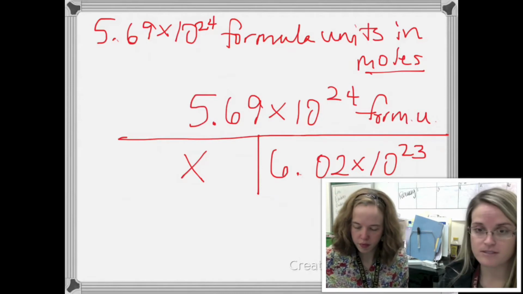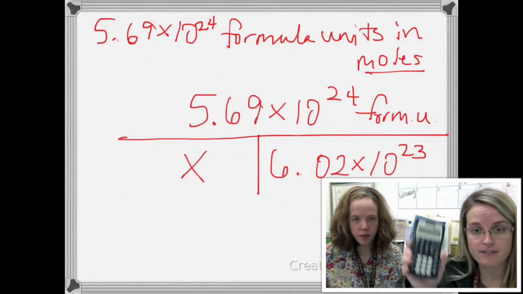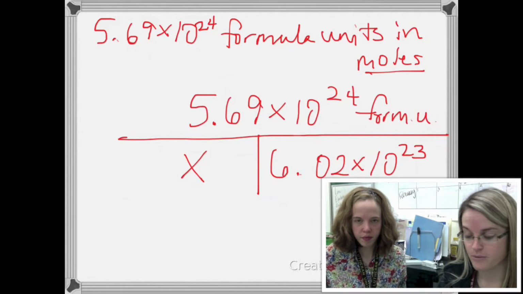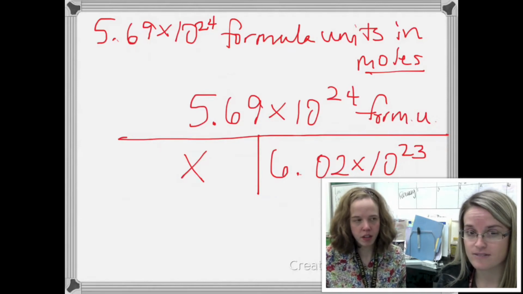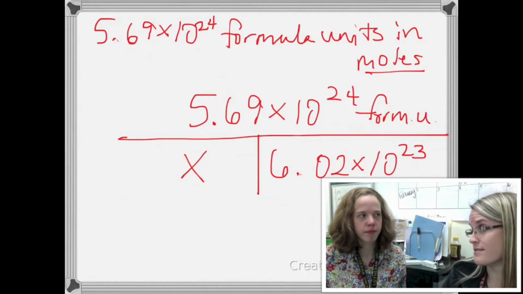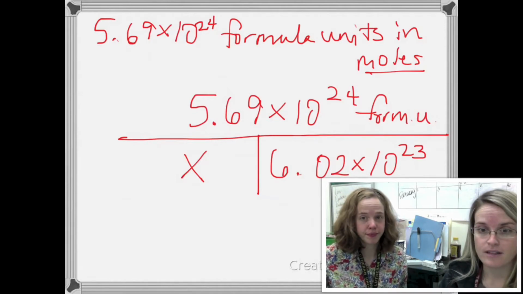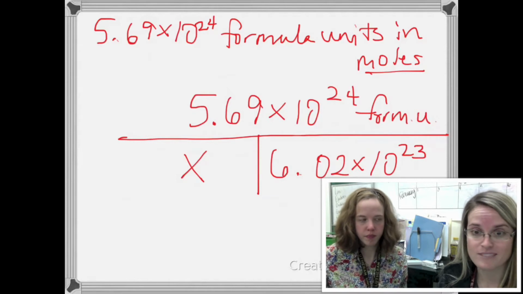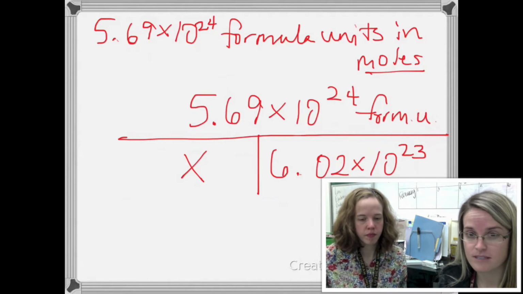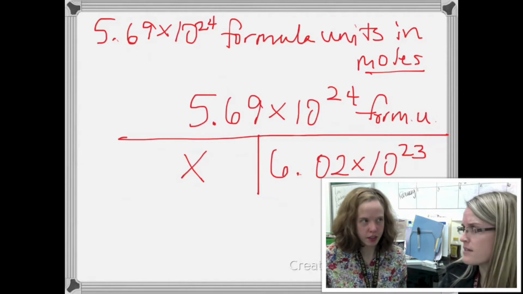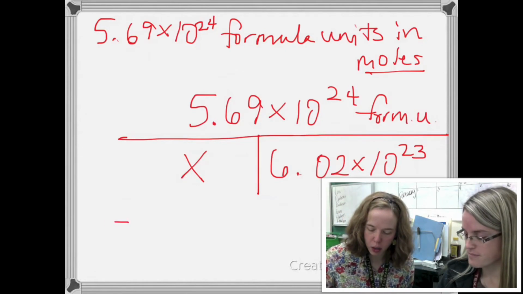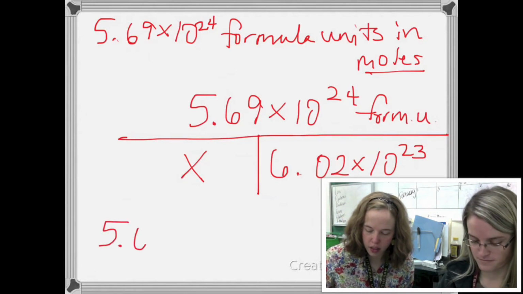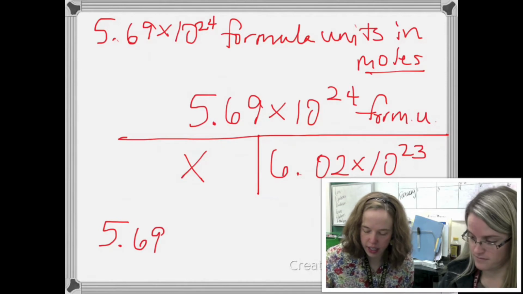Okay, so this is where you are going to need to grab a calculator if you haven't done so already. And we have scientific notation. Scientific notation is something that we did a long time ago. There was a special button that you had to use for times 10 to the power of, and that would be the E button, right? So you're looking for the E button. So when we put this in our calculator, we're going to put 5.69 E, whatever that looks like on your calculator.